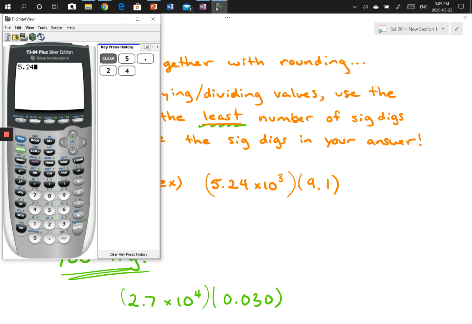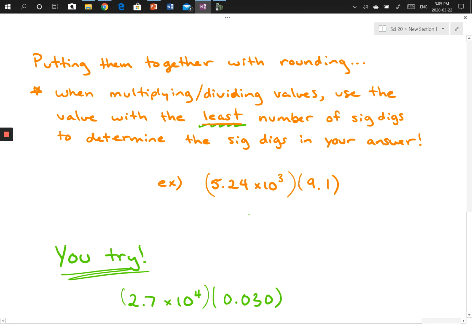I'm going to do 5.24. Now for my exponent, I'm going to use second function comma here for this e times 10 to the 3. And I probably should use brackets, but let's see if this works. Times 9.1. And I get this number here. So I get 47,684. Now I need to round this to the least number of sig digs from my question.